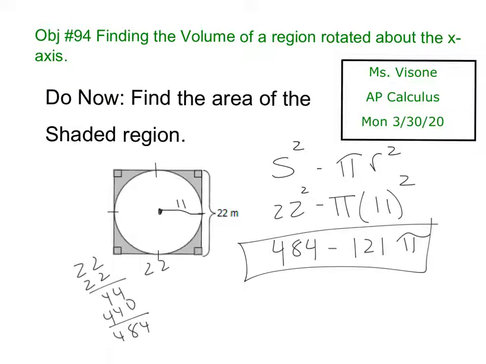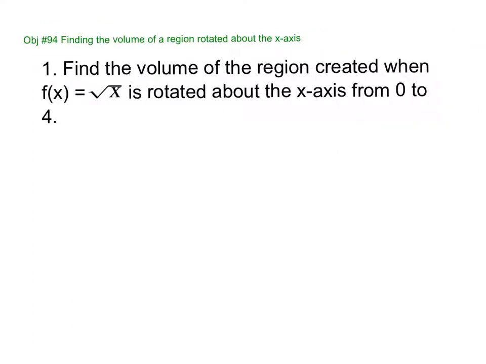So when we're finding the area of a shaded region, we take the outside and we subtract the inside. We're going to be using this idea to find the volume. All right. So this is what these problems look like. The volume of the region created when the square root is rotated about the x-axis.